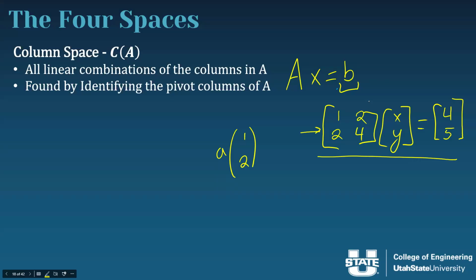So for a solution to exist to this problem, for an x and y, this b vector must be a multiple of the vector 1, 2. In this case, this problem does not have a solution because the vector 4, 5 is not a scalar multiple of the vector 1, 2. If the vector was, for example, 4, 8, then there would be a solution for x and y.